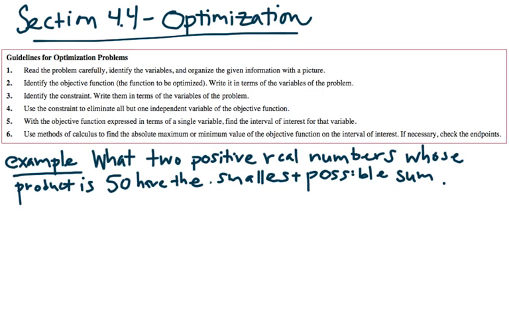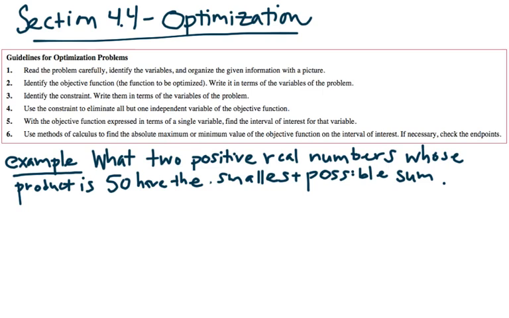I've got 2 examples planned for you in this video. The first one is: what 2 positive real numbers whose product is 50 have the smallest possible sum? The whole idea with optimization is that we're trying to optimize something. So we're trying to find the maximum or the minimum of something given a constraint. Your goal is typically to figure out what you're trying to optimize and what your constraints are.